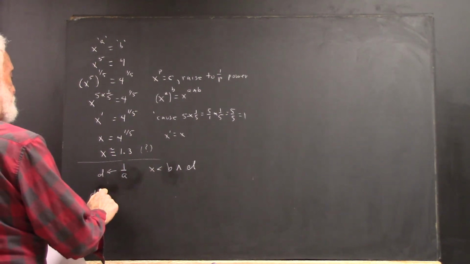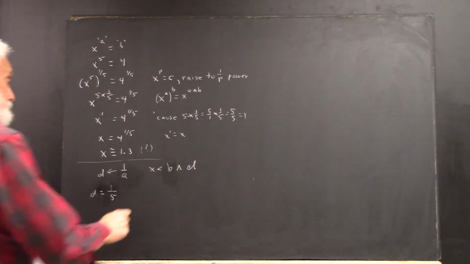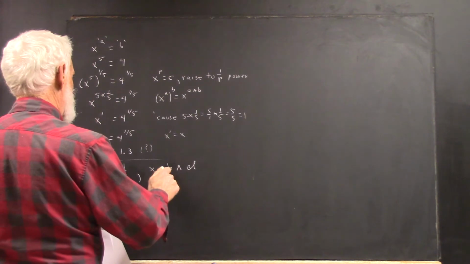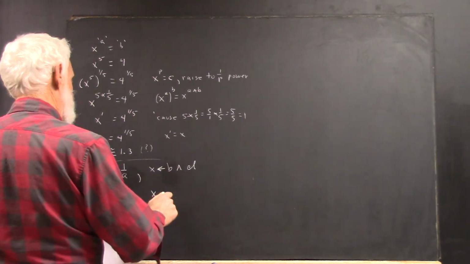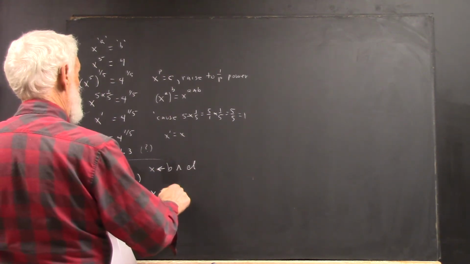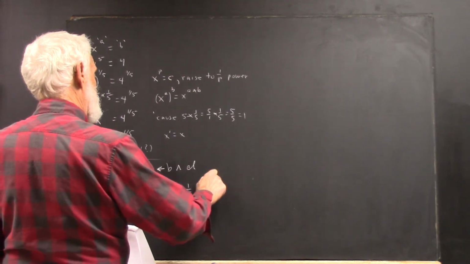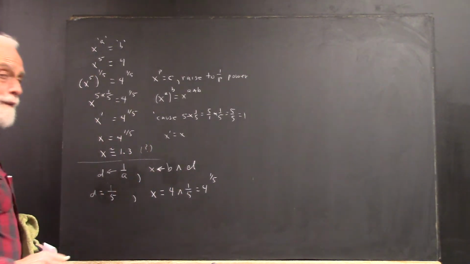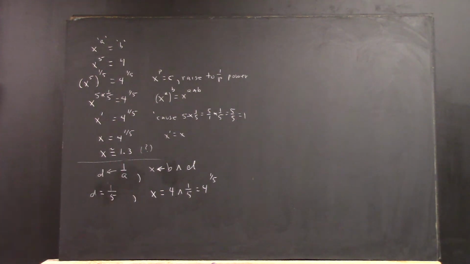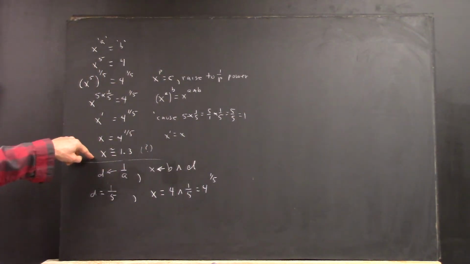So D is going to become 1 over 5, because A is 5, and X is going to become B raised to the D, and that's going to be 4 raised to the 1/5, which is, of course, 4 to the 1/5, and that's what we got. So if the calculation scheme is correct, you should get the same number that you get here after you've done all the steps.